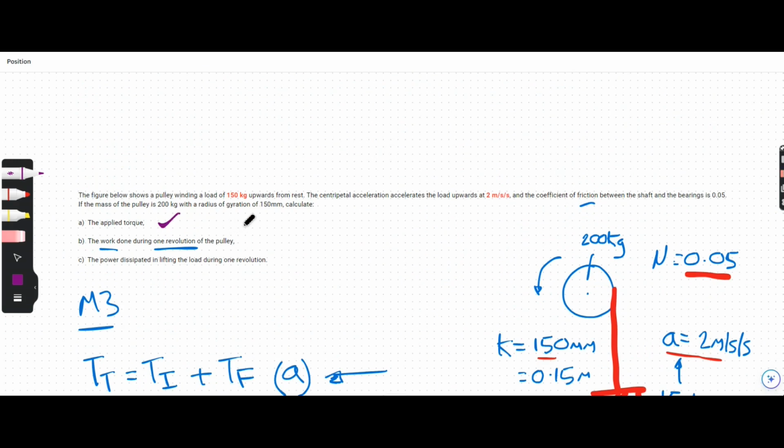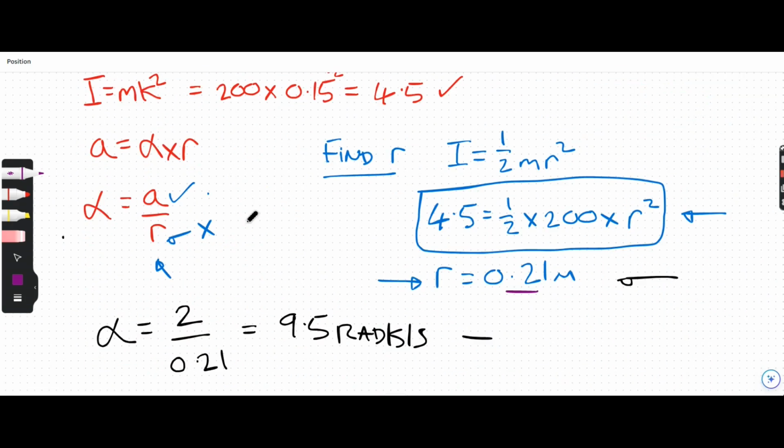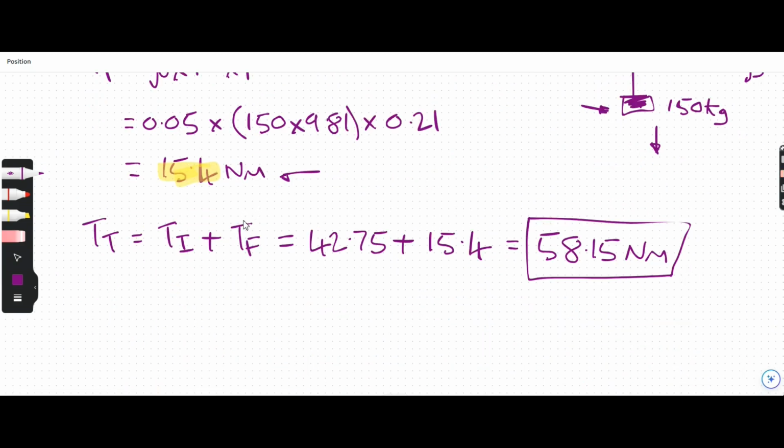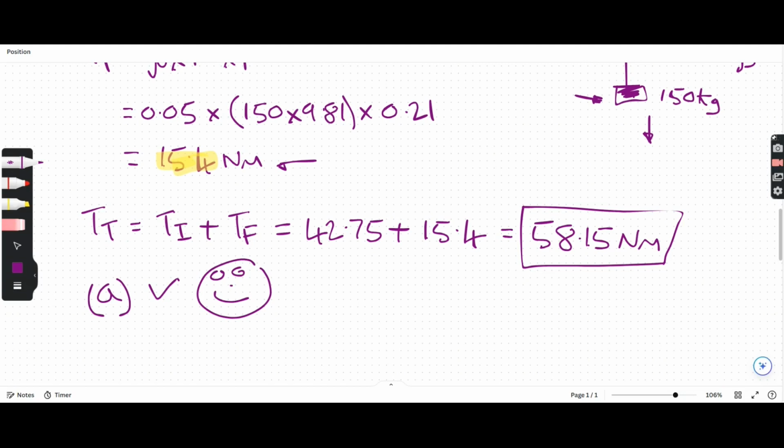Okay, that's part A. I've added up both torques, so my total applied torque is 58.15. That's part A done. Part B is coming up next.